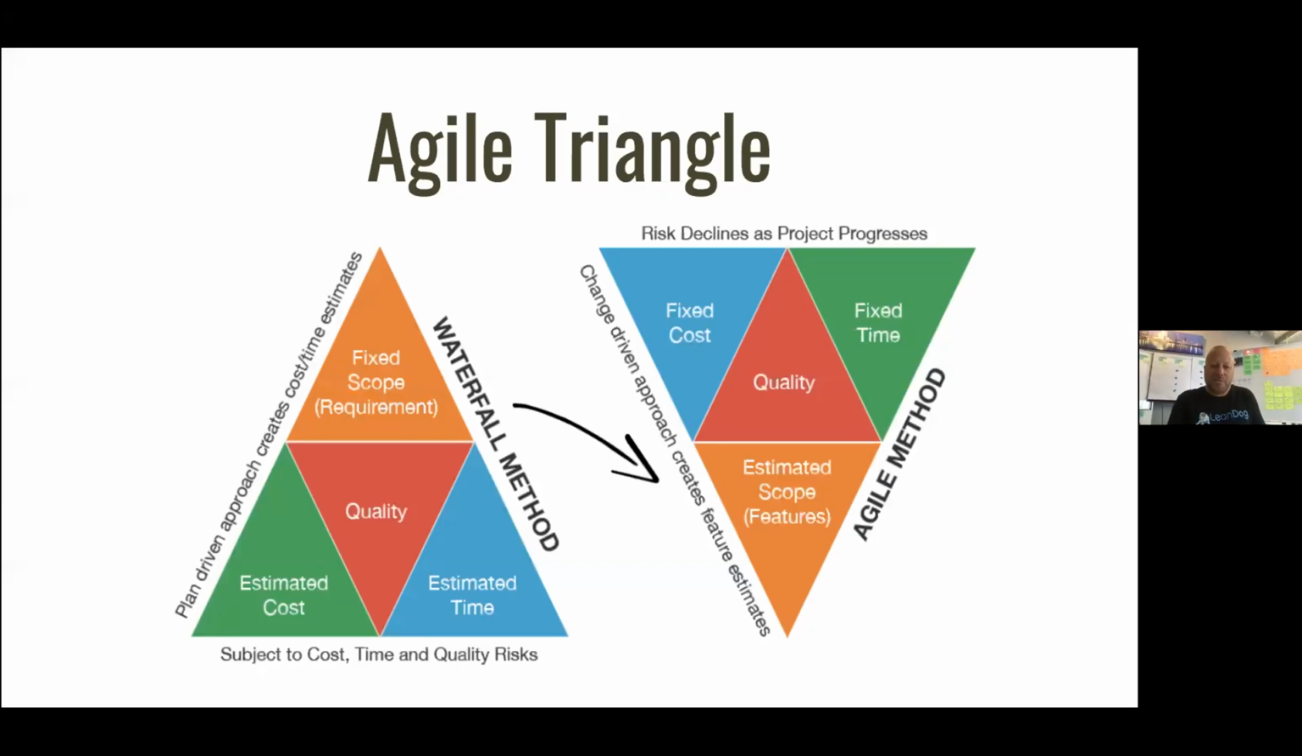Understands that with Agile, we're flipping the triangle. So the typical time, scope, and cost triangle. Under waterfall, you would have a fixed scope. You would try to estimate things very precisely, those requirements. You would then estimate the cost and estimate the time.